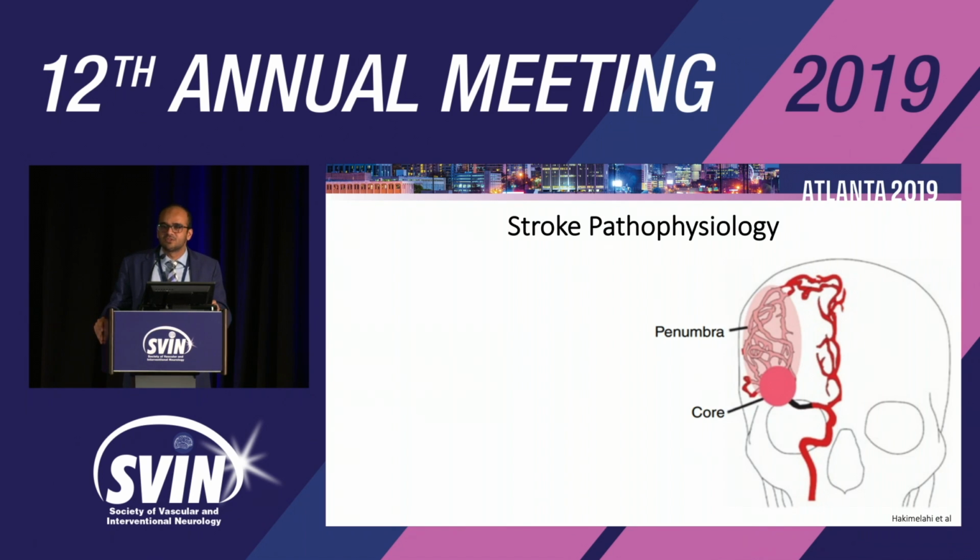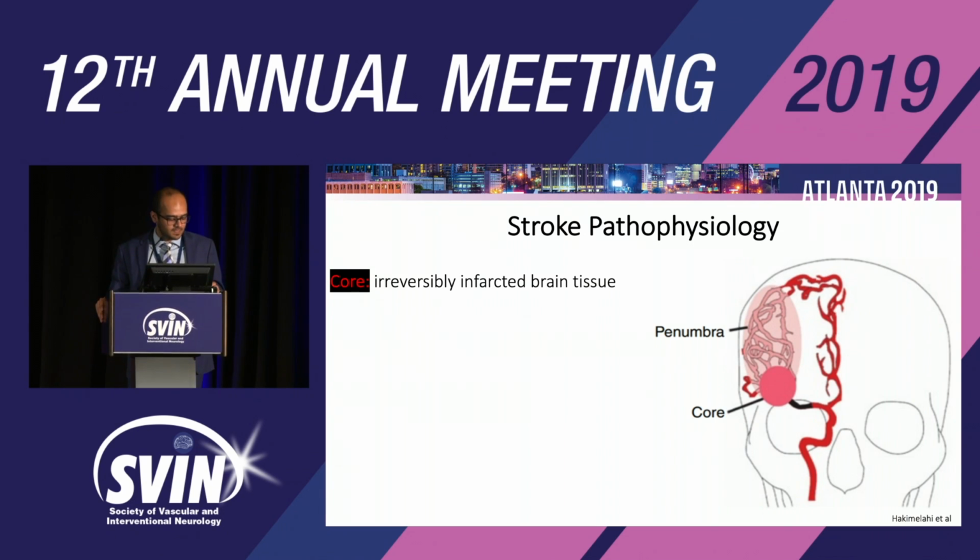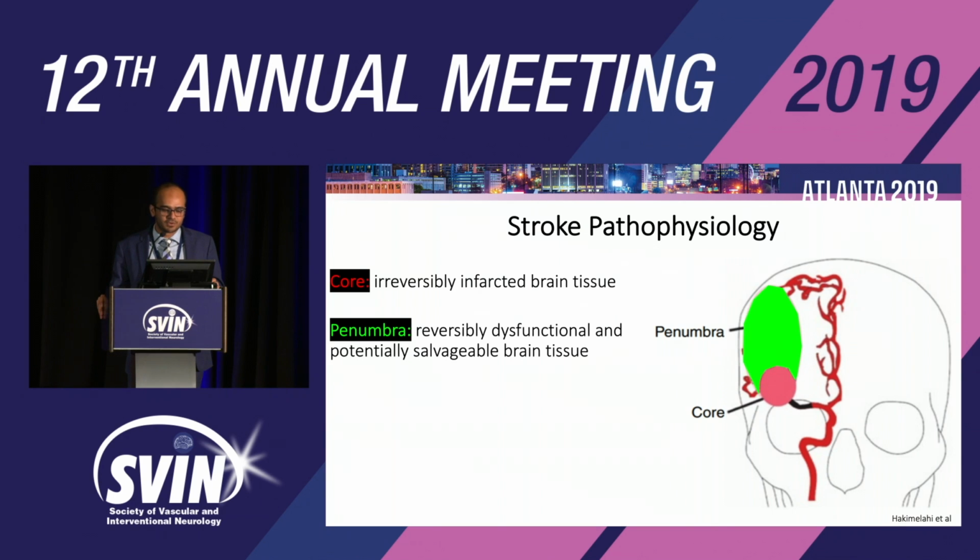To understand mismatch, we'll go into stroke pathophysiology. So in the event of an LVO, two types of abnormal brain tissue can exist. One is the core, which is irreversibly infarcted brain tissue, and surrounding that is the penumbra, which is reversibly dysfunctional, but can be salvaged if the vessel is opened up. So any patient with a small core and a large penumbra is said to have a mismatch.